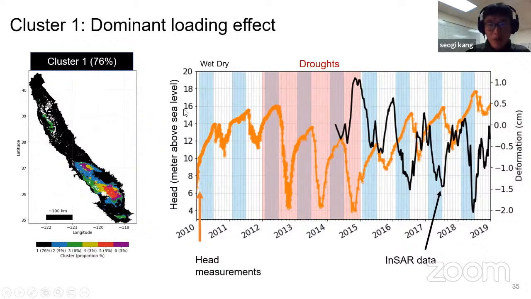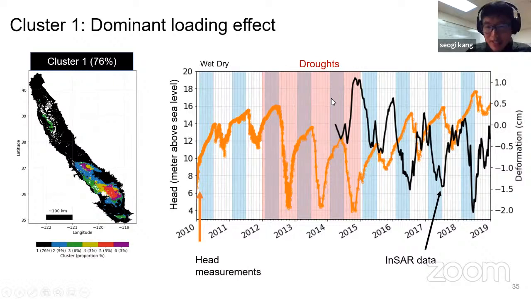Okay. I'm going to start with the orange curve, which is the head measurements. Head measurements are increasing in the wet season. That kind of makes sense: more water, head goes up. In the dry season it goes down, and in the wet season it goes up. In the drought period, it generally goes down like this, and then it recovers after the drought period. So it seems like it's making sense, right?